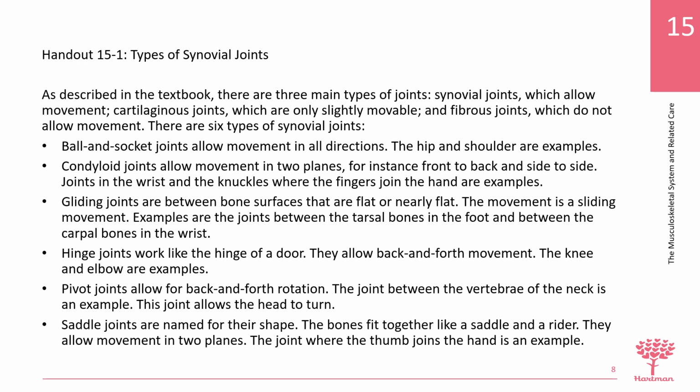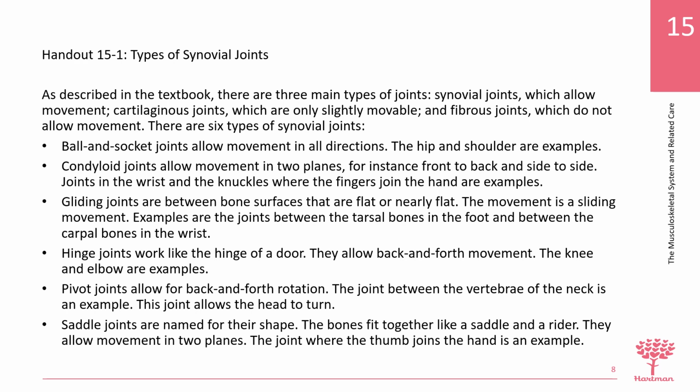You have the hinge joints. They work like the hinge of a door. They allow back and forth movement. And so the knee and elbow are examples of hinge joints. Then you have your pivot joints, which allow for back and forth rotation. The joint between the vertebrae of the neck is an example. This joint allows for the head to turn. Then you have your saddle joints, which are named for their shape. The bones fit together like a saddle and a rider. They allow movement in two planes. So the joint where the thumb joins the hand is an example.